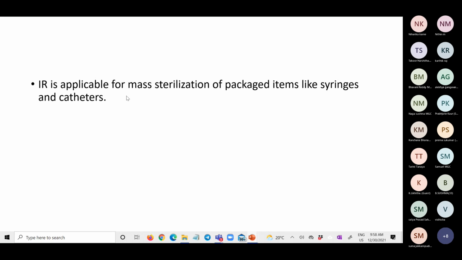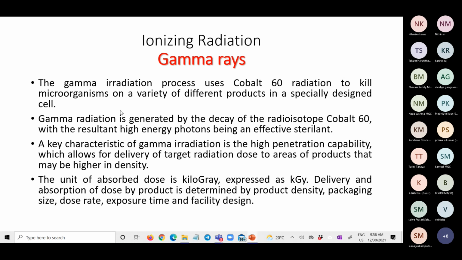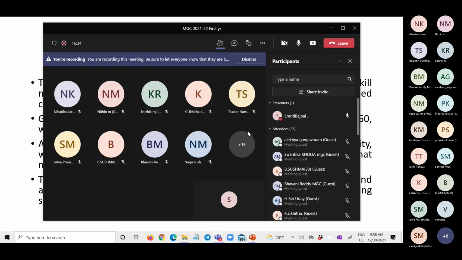Now this is where IR, infrared radiation, is used. It is applicable for mass sterilization of packaged items like syringes and catheters. Okay. So after non-ionizing radiations, we have come to the ionizing radiations.